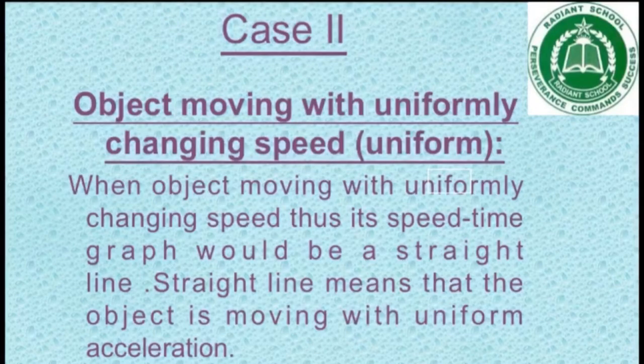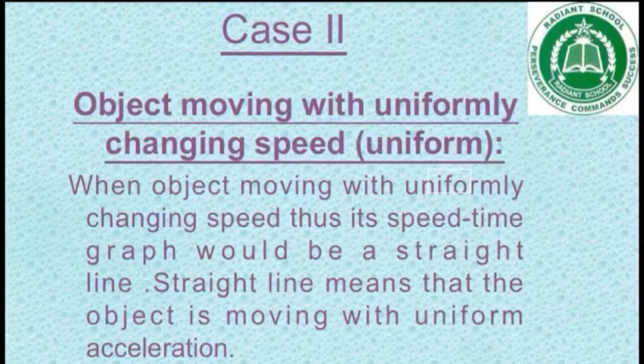Let's see the second case, students. In the second case, the object is moving with uniformly changing speed. When an object is moving with uniformly changing speed, its speed-time graph would be a straight line. A straight line means that the object is moving with uniform acceleration.